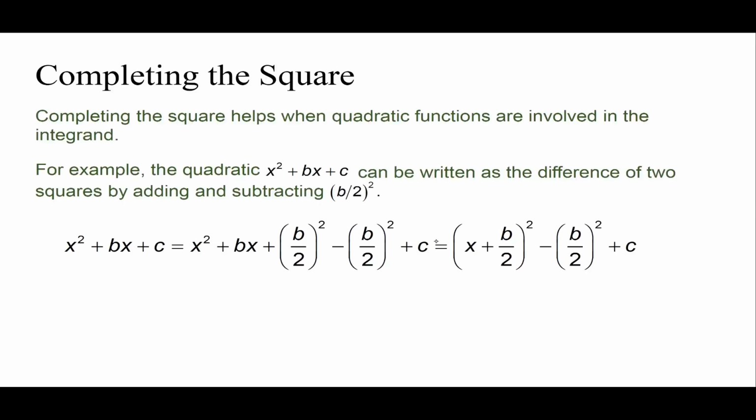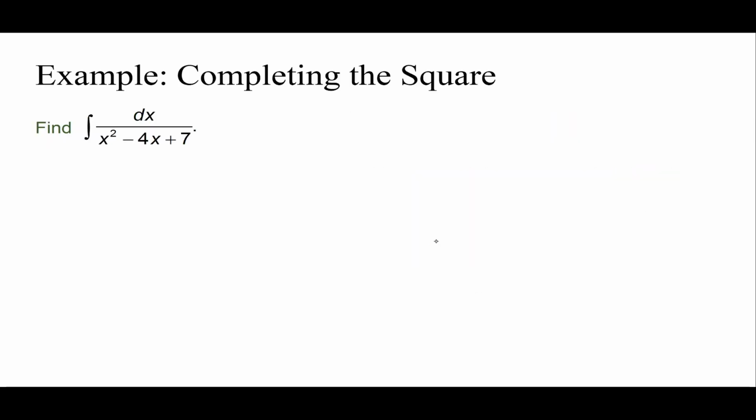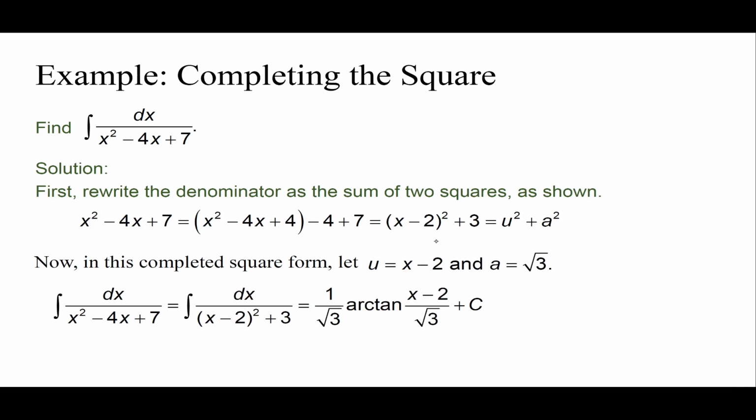By using this trick, we can change this x squared plus bx plus c into completing the square form, and sometimes it might be useful for finding the integration. For example, let's say this is the problem you have, x squared minus 4x plus 7. I'm going to complete the square here. In this case, b is 4, so b over 2 means 4 over 2, which is 2, squared minus 2 squared plus 7, and the first three terms give us x minus 2 whole square. 7 minus 4 is 3.